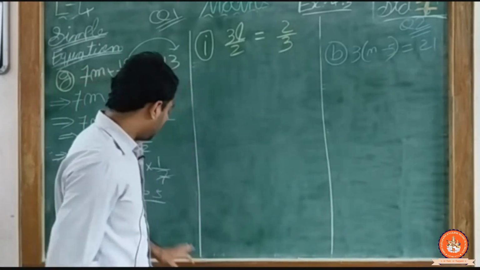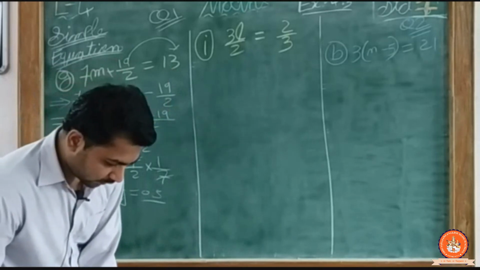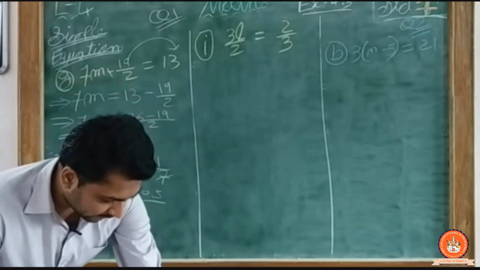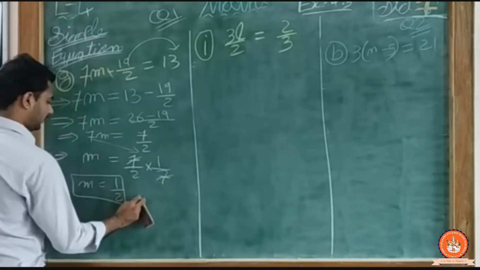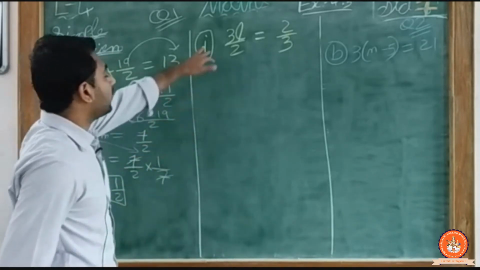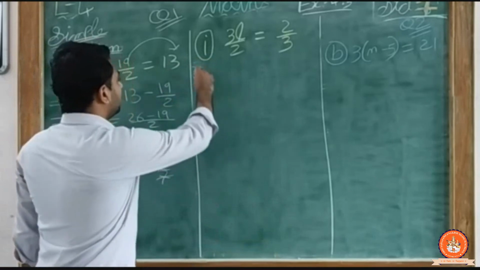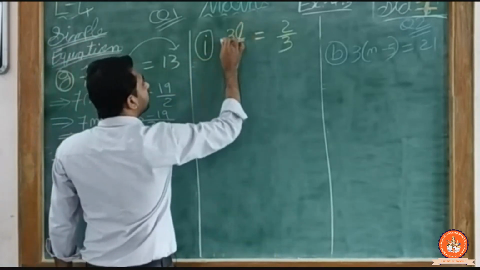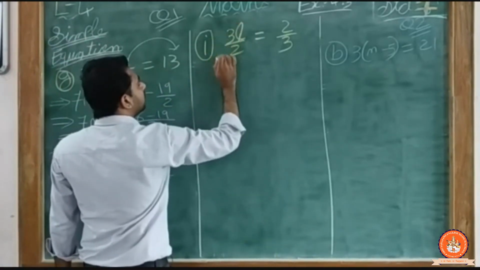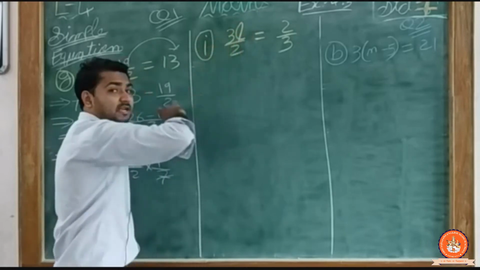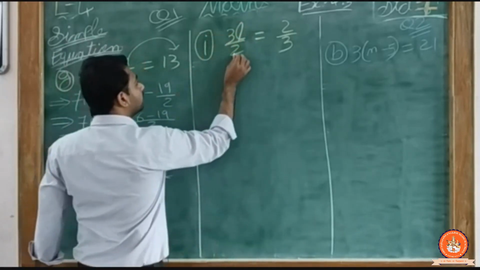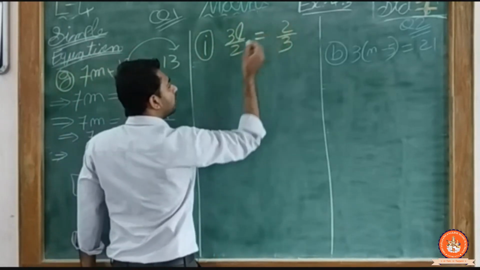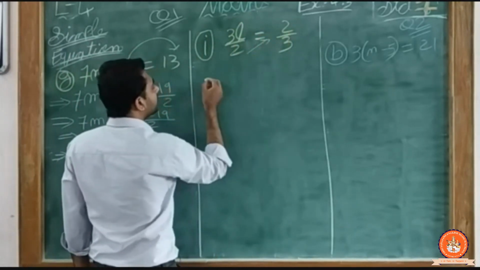If you want to write 1 by 2, you can write, or else if you want to write 0.5, it depends upon you only. Clear? Now coming on to the I question. In question number 1, I have to find the L. So the number which is with L in multiplication will be left over there. But here 2 is in division form, so I will take it on the right side.